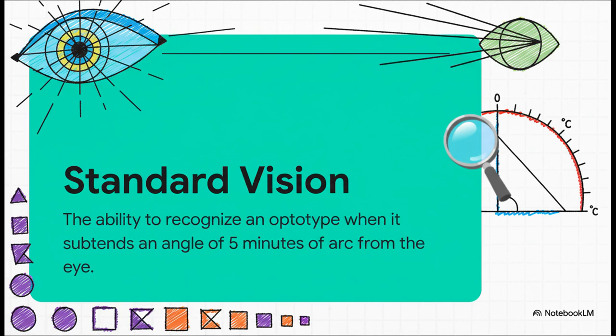Snellen couldn't just make it up. He had to define it with math. So he defined it as the ability to recognize an optotype when it takes up, or subtends, a visual angle of exactly 5 minutes of arc. It is a precise trigonometric definition.